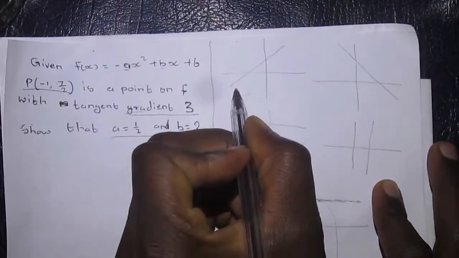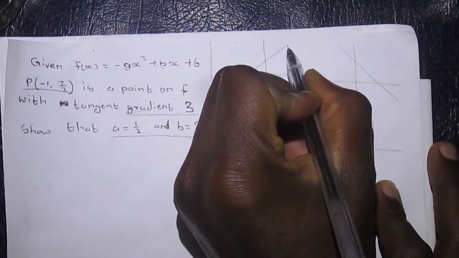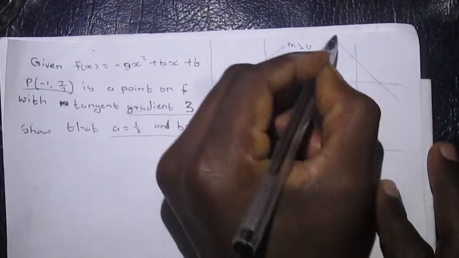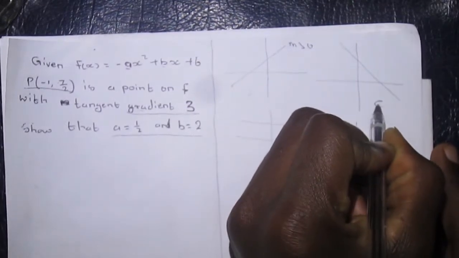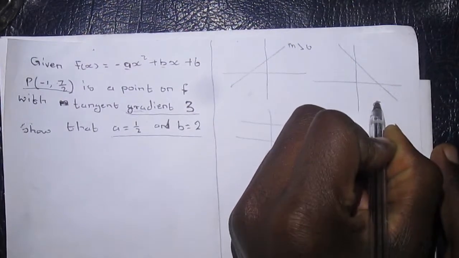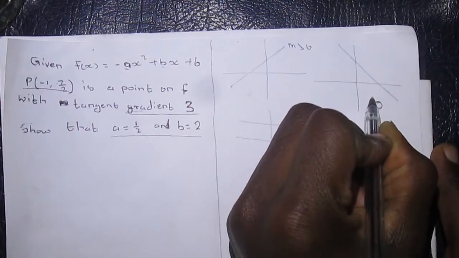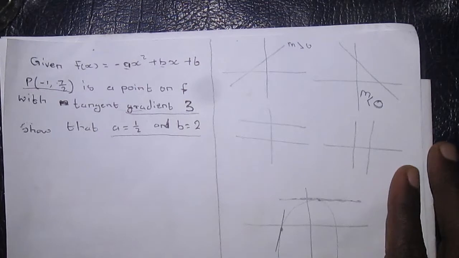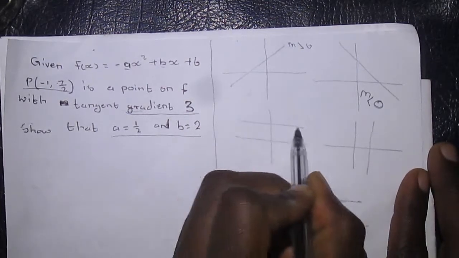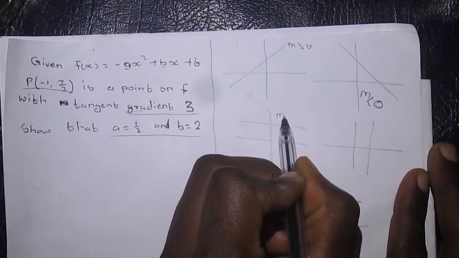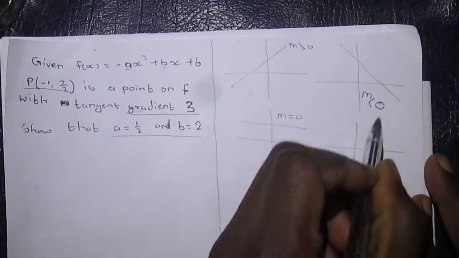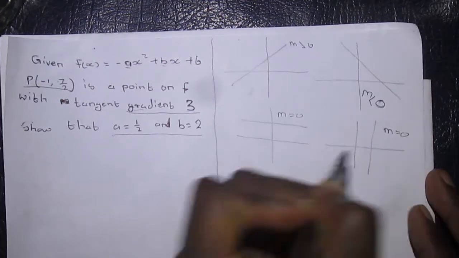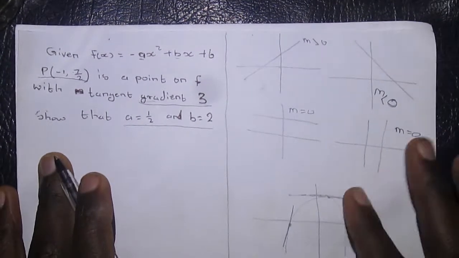Okay, when the line is like this, the gradient will always be greater than 0. And when the line is like this, the gradient will always be less than 0. That'll be your m. Now when it's horizontal, it will always be 0. Okay, now you have that.